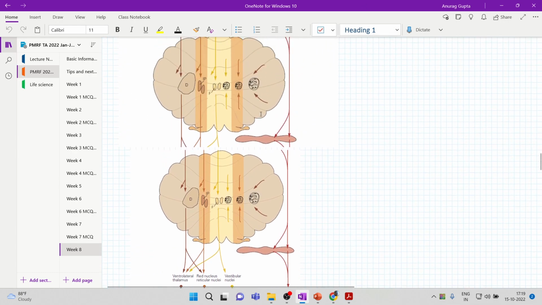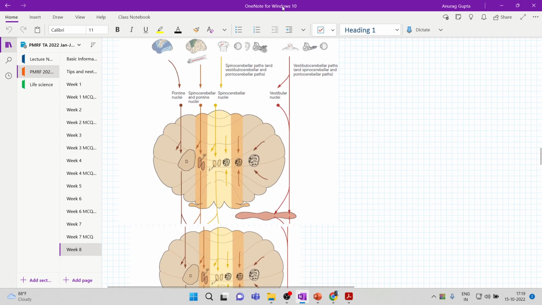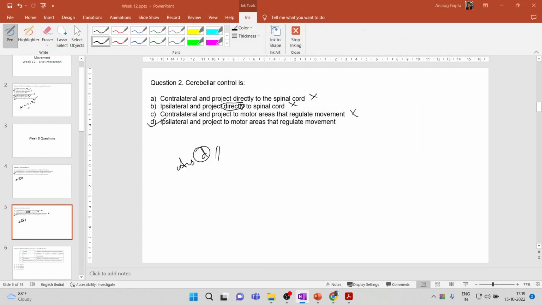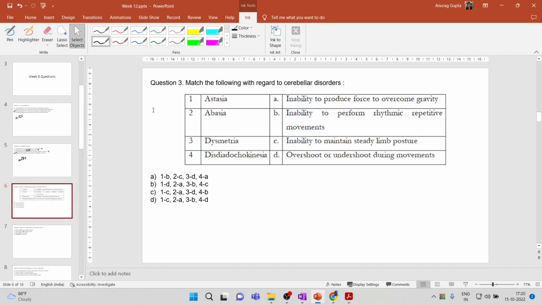These images are from the textbook Kandel and Schwartz, Principles of Neural Science. Okay, let us go to the next question. Match the following with regard to cerebellar disorders. So again, you can take 1 minute to answer this, and then we'll discuss this.